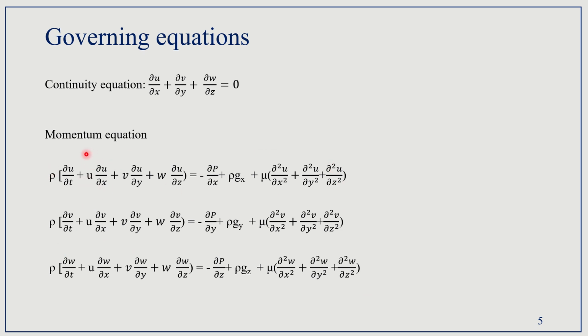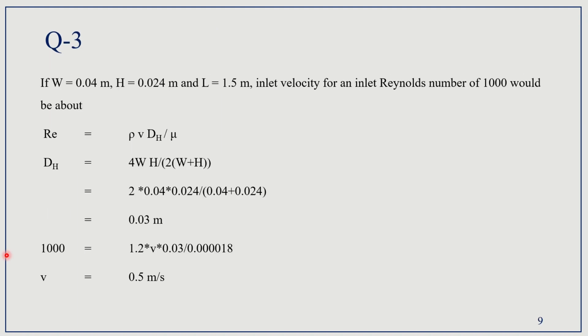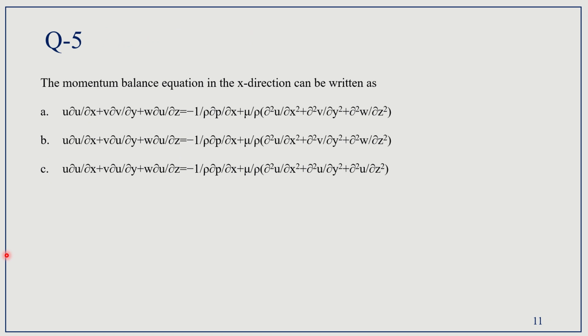So here is the equation. Since it is steady state, this particular term goes to 0, and this rho we have taken to the other side. I think gravitational force was assumed and neglected. So looking back at the equation, we have u dou u by dou x plus v dou u by dou y plus w dou u by dou z is equal to minus 1 by rho dou p by dou x plus mu by rho times dou square u by dou x square plus dou square u by dou y square plus dou square u by dou z square, and therefore option C is the right answer.